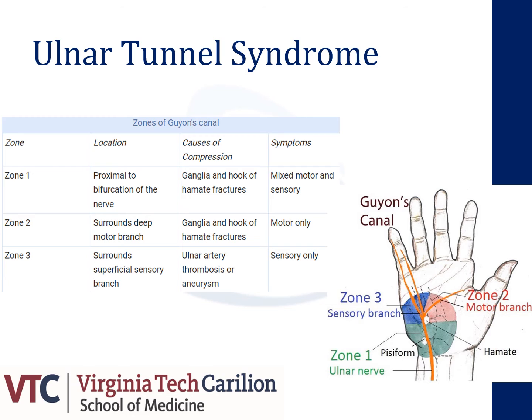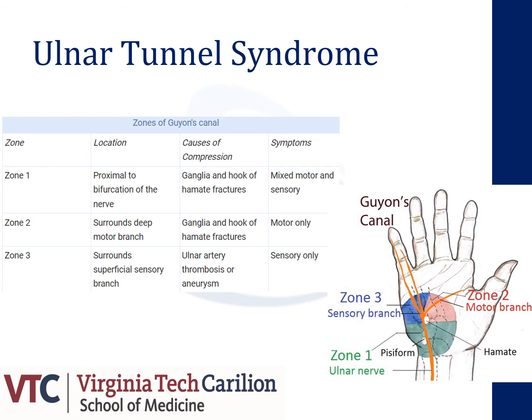The ulnar nerve, as it travels through Guyon's canal, is separated into 3 zones. Zone 1 represents the ulnar nerve proper prior to its bifurcation. Zone 2 represents the motor-only contribution of the deep motor branch, and Zone 3 is the superficial ulnar branch.